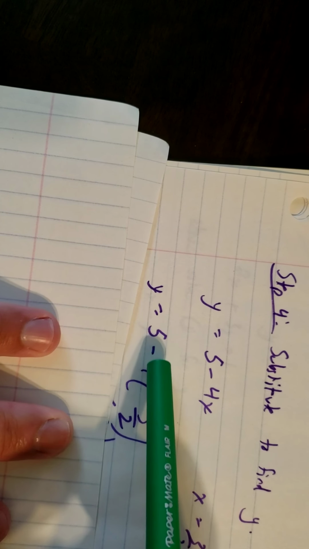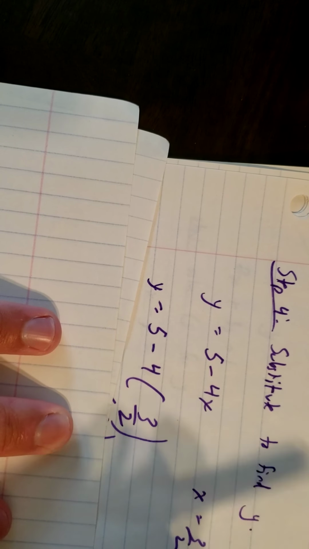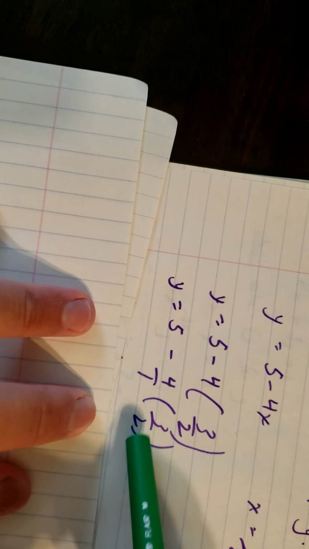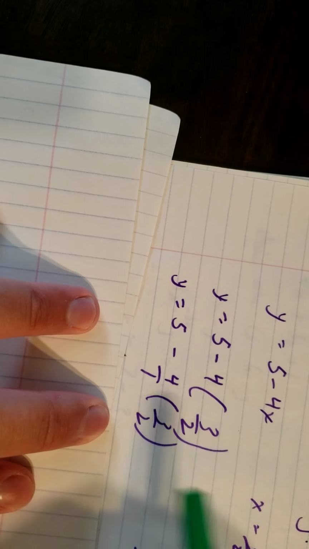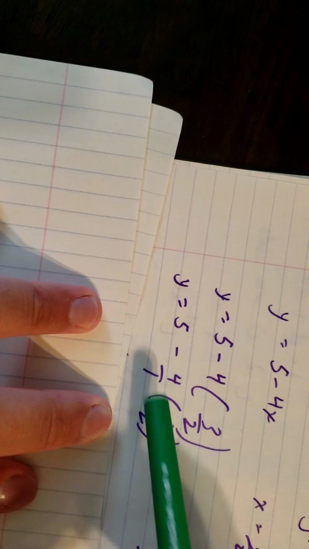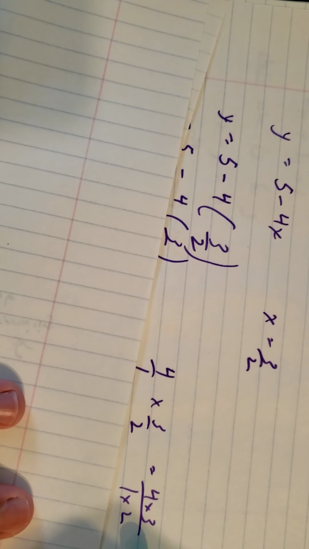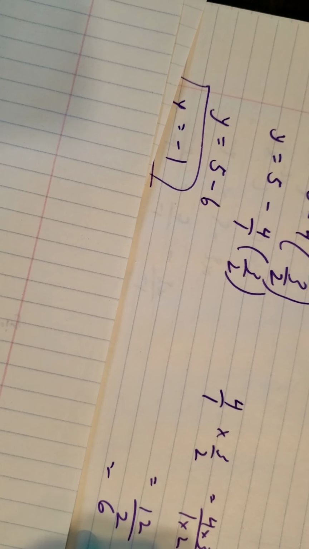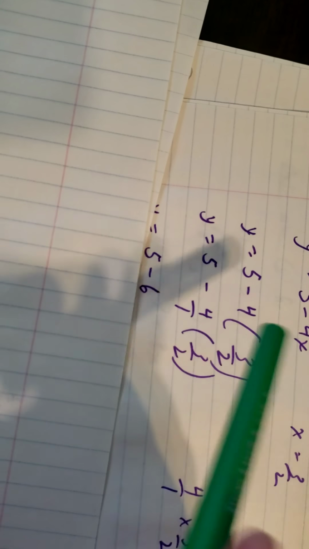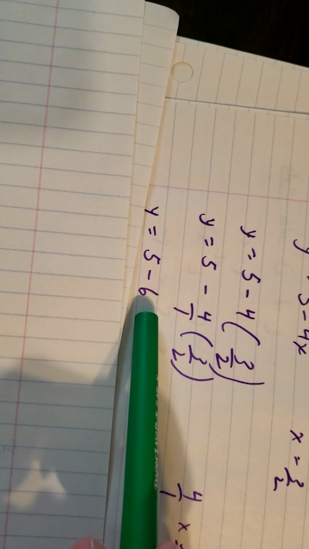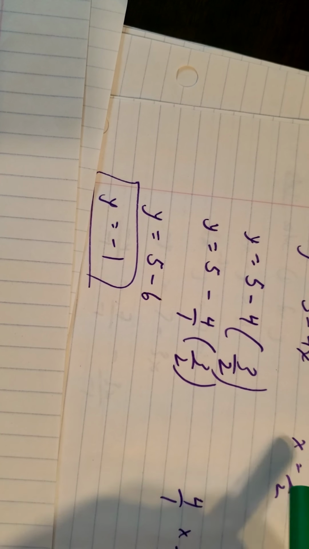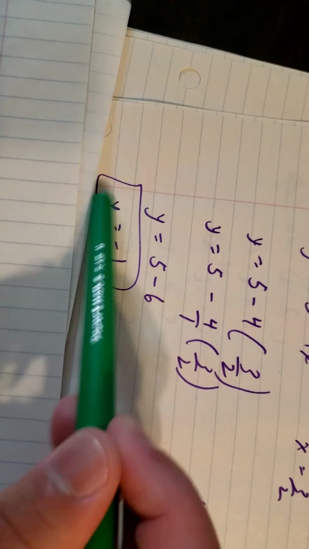So I would have 5 minus 4 times 3 over 2. Okay. So now I can write this 4 as a 4 over 1 times 3 over 2. Now to multiply fractions, I multiply my numerator by my numerator, my denominator by my denominator. So that gives me 4 times 3, which is 12, over 1 times 2, which is 2. So 12 over 2 reduces down to 6. So I know that this stuff right here essentially just comes out to be 6. So that's 5 minus 6, which is of course negative 1. So now my answer would be that x is 3 over 2 and y is negative 1.